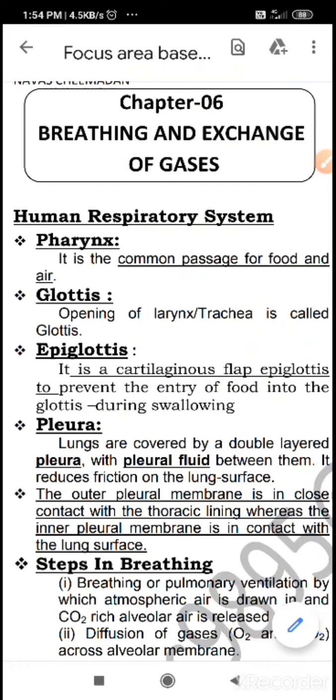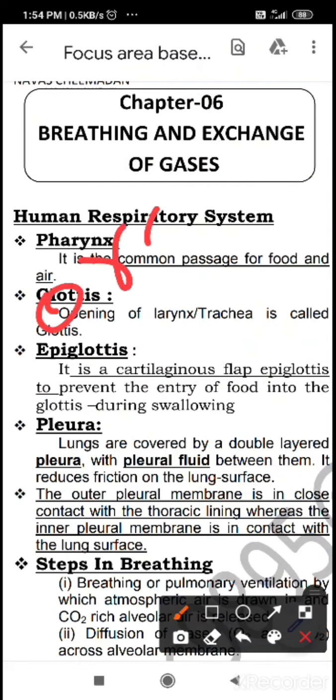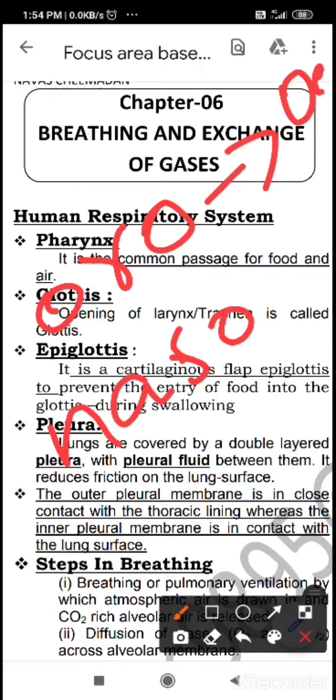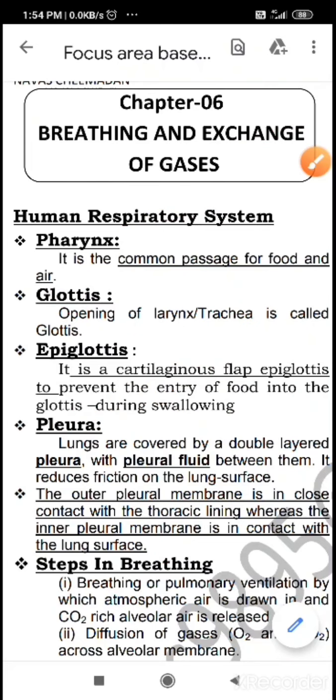So it has two regions. The pharynx can be divided into two: oropharynx and nasopharynx. The oropharynx is the pharyngeal part which leads to the esophagus, the food pipe, and the nasopharynx is the pharyngeal region leading to the trachea, part of the lungs. Okay, so there are two openings.